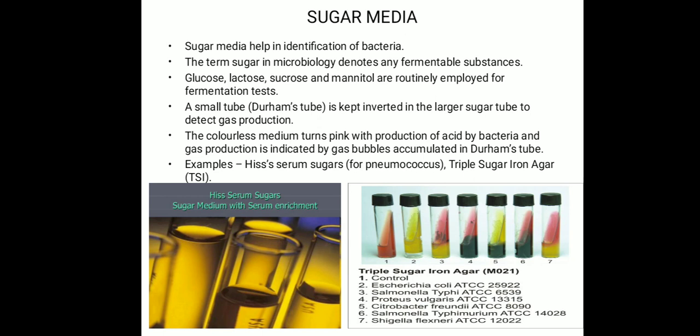We will also need a Durham's tube. It is a small tube which is kept inverted in the large sugar tube to detect the presence or absence of gas production. The colorless medium will turn pink with production of acid by bacteria, and gas production is indicated by gas bubbles accumulated in the Durham's tube. A few examples I mentioned here are the Hiss serum sugars and the triple sugar iron, or TSI. So these are a few examples of sugar media.